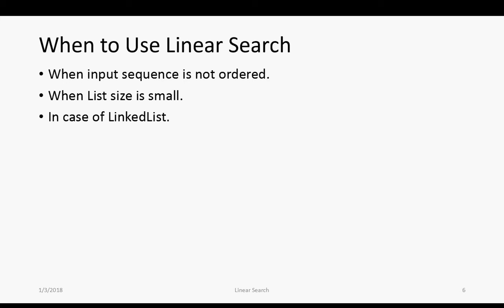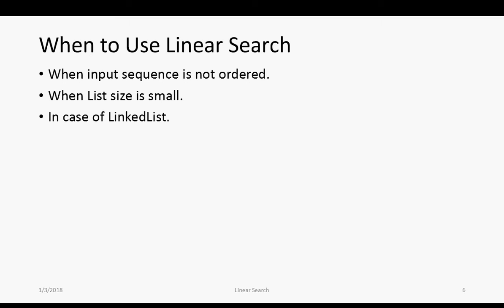So, applications of linear search. As we have seen, the numbers were in a random order. They were not in an increasing order or a decreasing order. Hence, we used a linear search in that case. Also, there is a counterpart of linear search, which is binary search, which works very well on an ordered input sequence.